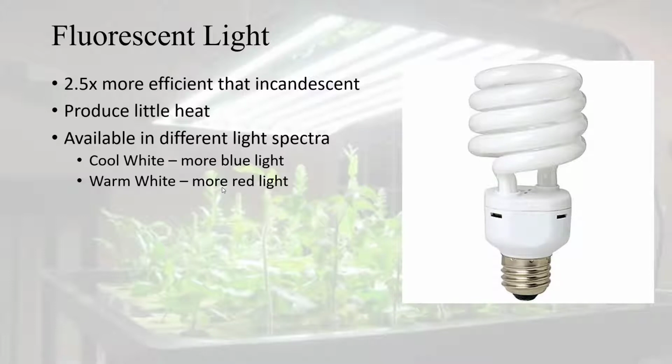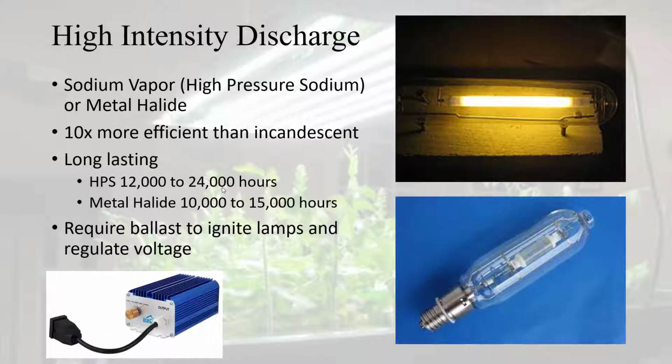The next we have fluorescent light, right? This is kind of a step up. It's more efficient than incandescent. It lasts longer, like we just talked about. It doesn't produce as much heat, which is another benefit. And we can also get some in different color spectra, right? So we can have cool white lights, which has a little bit more blue light. Warm white has a little bit more red light. And again, in the last lecture, we looked at the effects of those different wavelengths or colors of light. So it's a step up from incandescent in terms of growing for our plants or for our indoor growing.